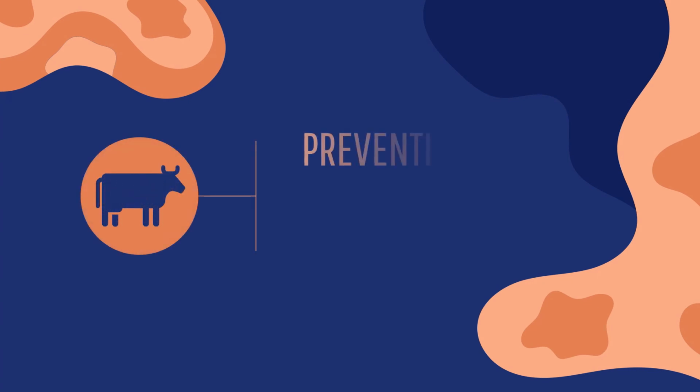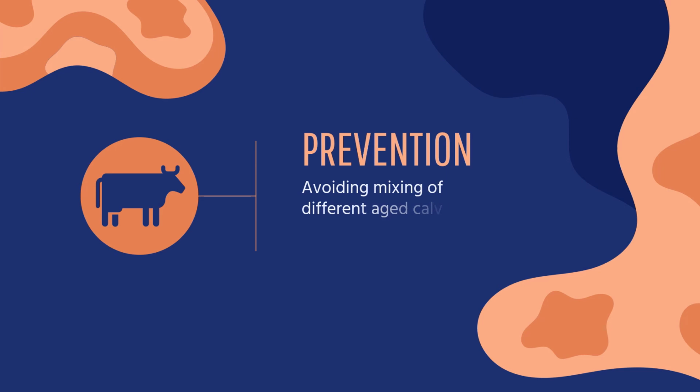For the prevention measures, the owner of the farm needs to separate the cattle according to their age. Mixing of cattle of various ages may increase the potential spread of BRSV. And the most important thing is maintaining good hygiene of the farm.